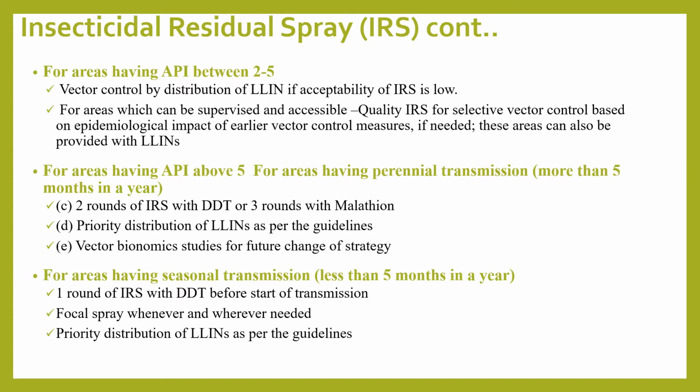Next, if API is between 2 to 5, which means high risk areas, there vector control by distribution of long lasting insecticide treated nets, mosquito nets, if acceptability of IRS is low. Then for areas which can be supervised and accessible, and if API is between 2 to 5, quality IRS for selective vector control based on epidemiological impact of earlier vector control measures is needed.